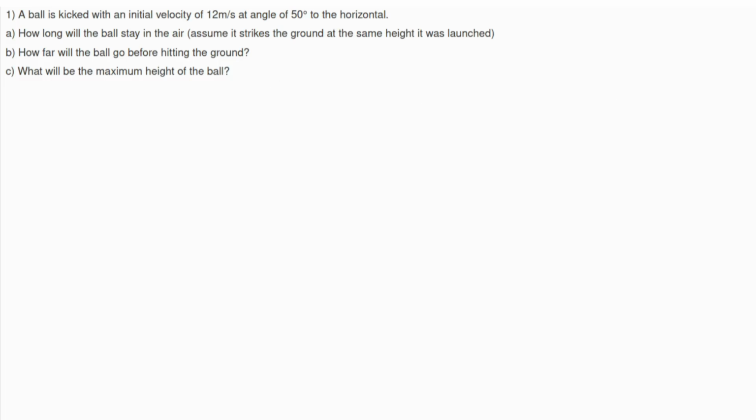So with this problem, the main pieces of info we're given is that there's an initial velocity of 12 meters per second and an angle of 50 degrees. So now for the first question, we want to know how long will it stay in the air, and we assume it strikes the ground at the same height. So that clues us in that there's no displacement. So we'll get into that in a second.